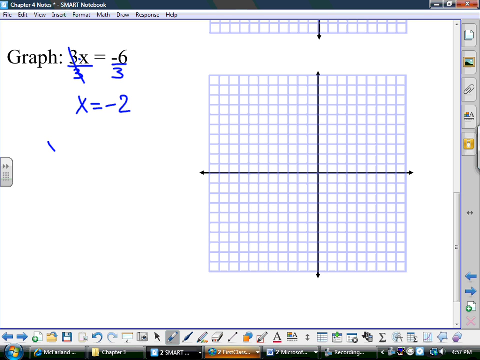If I remember whether that's horizontal or vertical, I can just make the graph. If I've forgotten, I can make a table of values that have an x value that's always negative 2 and a y value of whatever I want. If I graph those, I'll be reminded that x equals lines are always vertical lines.